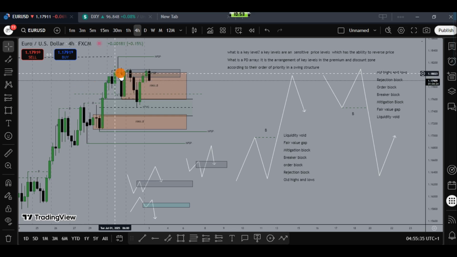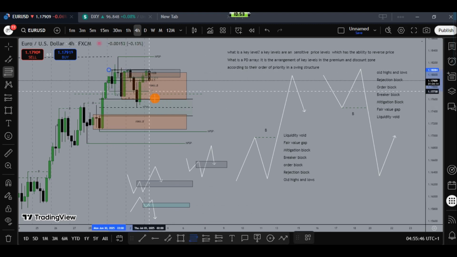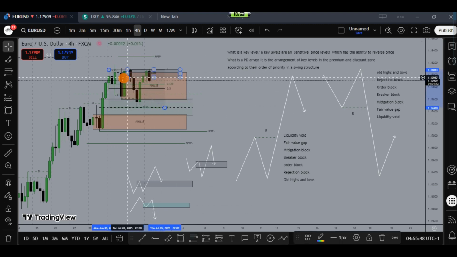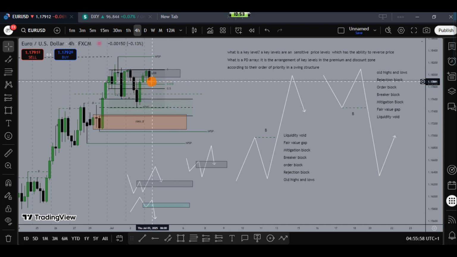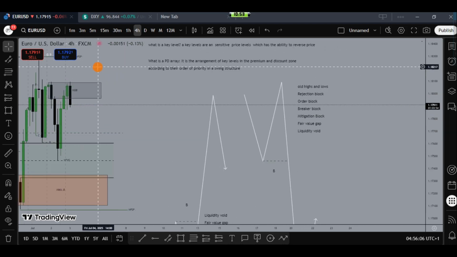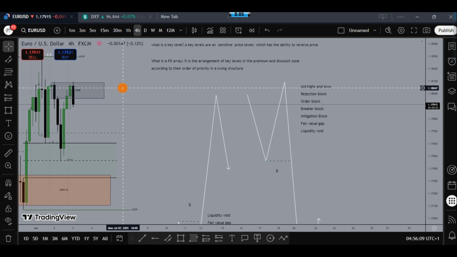You can see that when price traded into this fair value gap, it started going up. It didn't use this mitigation block, because when you put your Fibonacci from here to here, you can see that part of this mitigation block is in premium and part of it is in the discount zone. So I'm not going to consider the breaker block, I'm going to consider the order block. You can see this is where price is rejecting from.